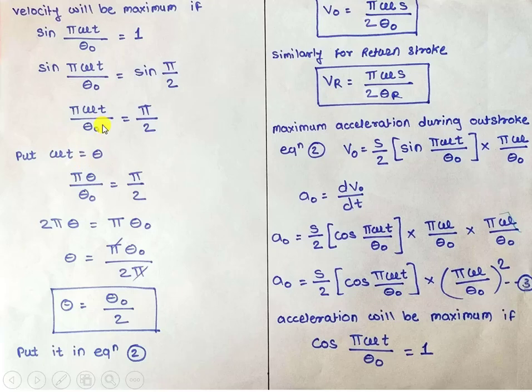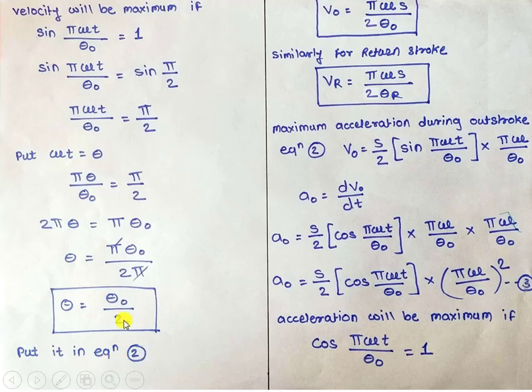Put this omega t equal to theta. So pi theta divided by theta O is equal to pi by 2. Now we will cross multiply. So pi theta times 2 is equal to pi theta O. Now this 2 term will move to the other side, so pi will get cancelled. Finally we will get the value of theta so that the velocity will be maximum. So theta is equal to theta O divided by 2.